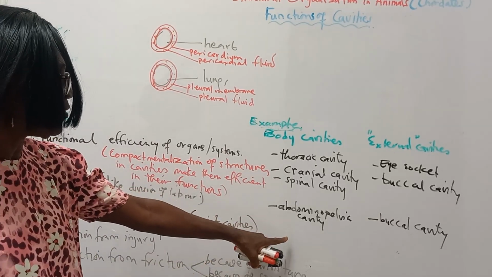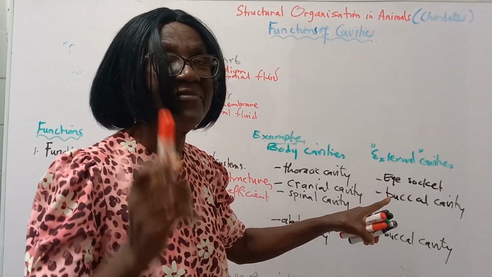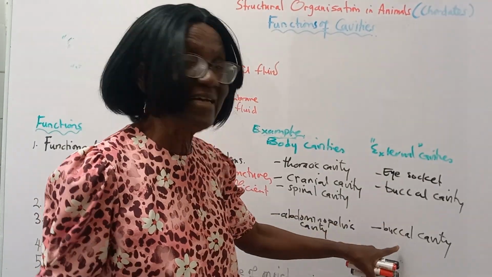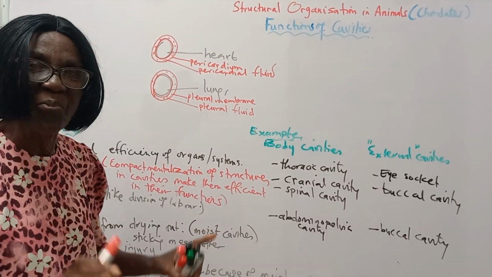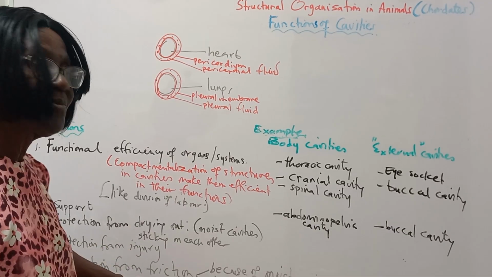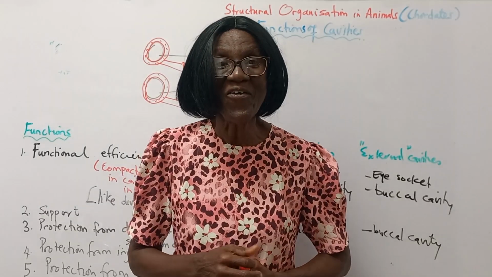We have given examples here. What about the external cavities? Even the nasal cavities have always moisture in them. The buccal cavity has moisture, and so that is it. Cavities protect structures, one, from drying out, from injury, from friction. So these are the major functions of the cavities.